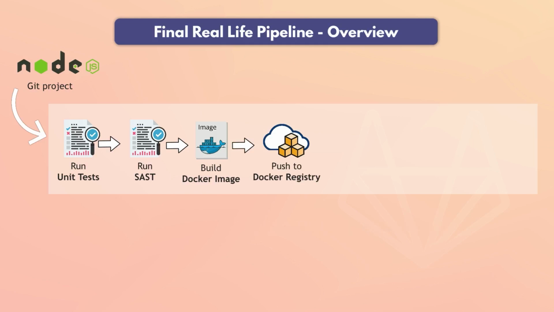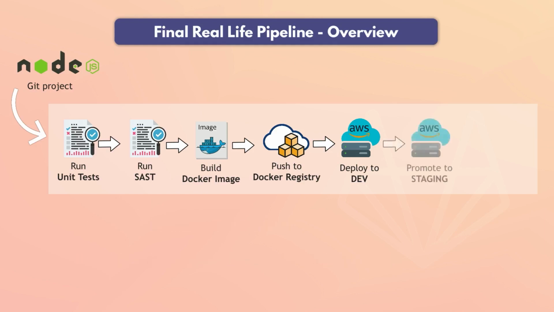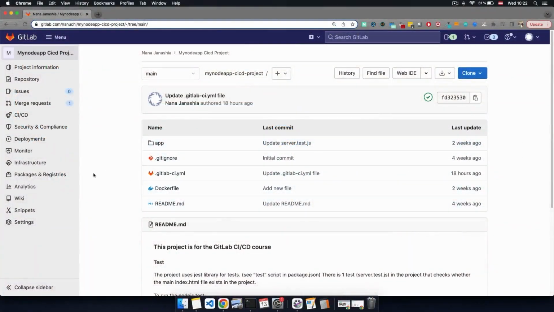And once we push that image, we're going to deploy it to a development server. So for that, we're going to create another simple EC2 instance on AWS, and we're going to use that as a development server to deploy and run the image that we built for our application. Once we have the image running on the development server, we're going to see how to promote a new application version to a staging or test environment and then to a production environment. So we're going to build this whole automated CI/CD pipeline with all these steps for this Node.js application.